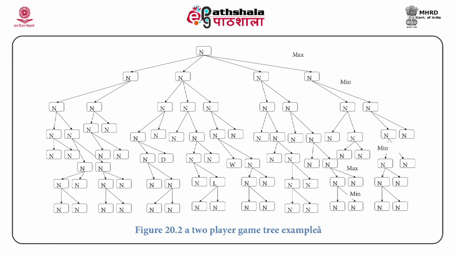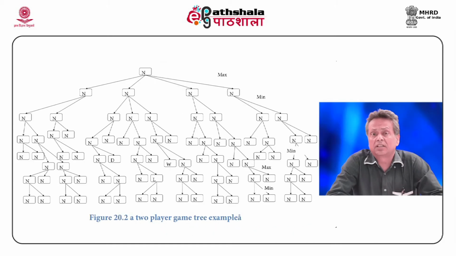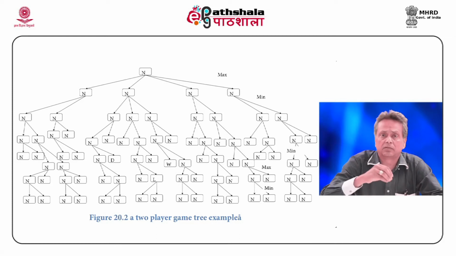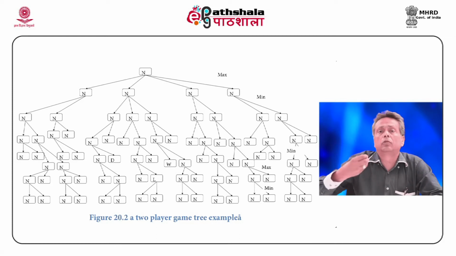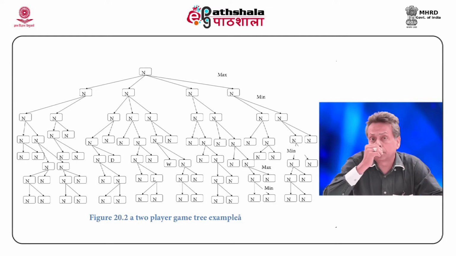Now you probably see this graph and wonder what is N, because I just said win, lose and draw. N is something which is normal. At this point of time, we have not assigned any status to it, whether it is leading to a win, a loss, or a draw. How are we doing it? In fact, the process is like this.